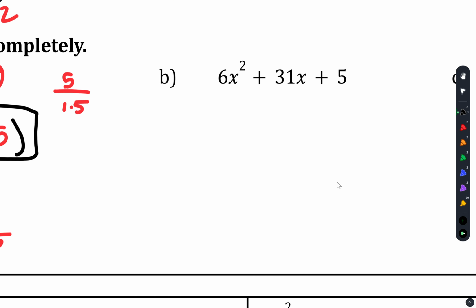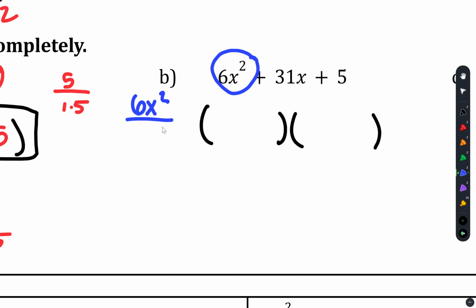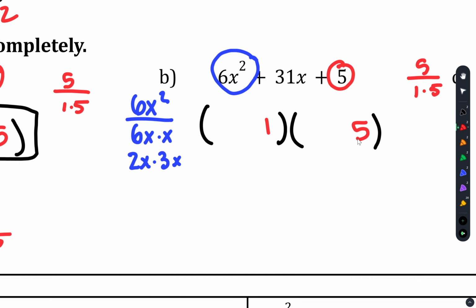Let's try another one. What about letter B? Is there any GCFs here? So we're going to do bubbles. And then what are my factors that multiply to 6x squared? There's the obvious one, 6x and x. And then there's another one, 2x times 3x. 5, again, only has one option. So when there's only one option, that's where I'm going to start with the 1 and the 5.